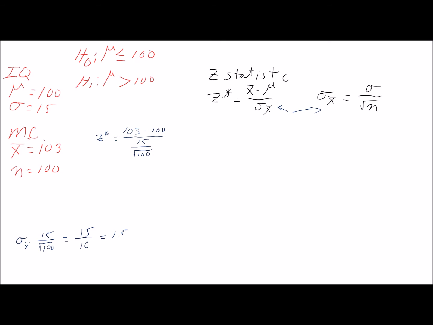So we can plug that in. So let's continue the formula up here. So now it's 103 minus 100 divided by 1.5. So we'll do the subtraction. So 103 minus 100 is going to give us 3 divided by 1.5. And 3 divided by 1.5 is going to give us 2. So we have a z statistic equaling 2.